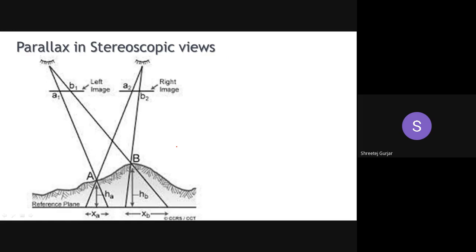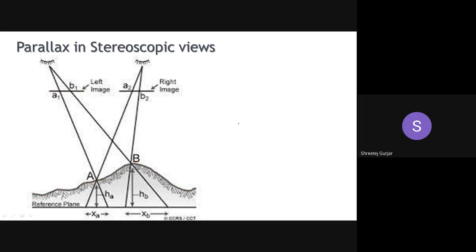Coming to parallax regarding surveying, we usually deal with vertical photographs. You can see here, this is one exposure station, where we have taken one vertical photograph. This is the second exposure station and the second vertical photograph. Then this is the terrain which we are going to photograph, and this is the area we have covered in the photograph.